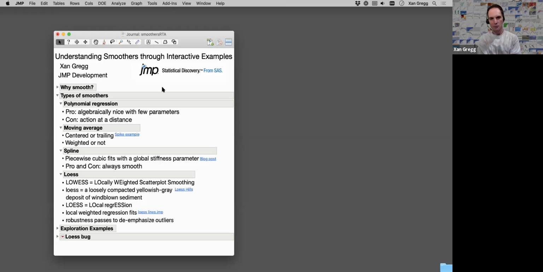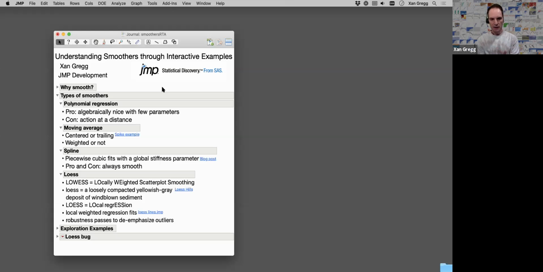The first kind of smoother that everyone's familiar with, or at least the prominent one for statisticians, is linear regression, or polynomial regression in particular, where we are fitting a straight line or a quadratic or something to our data. It has a lot of nice algebraic properties: not just easy to manipulate, but also easy to differentiate and integrate and handle with linear algebra.